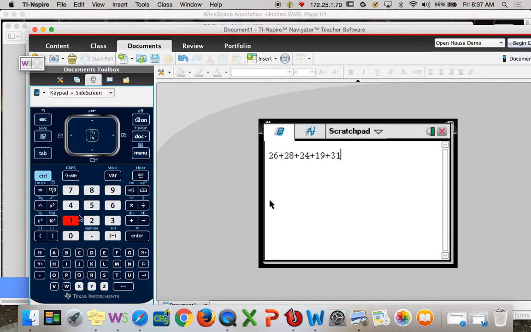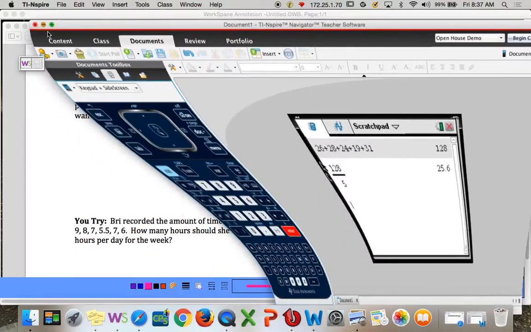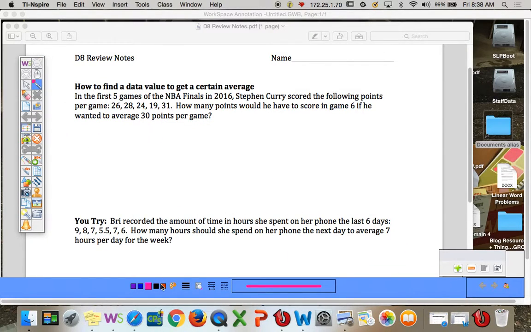So here's his first 5 games. I'll hit enter. I'm going to divide by 5, and I'll hit control enter. So on average, he's scoring about 25.6 points per game in his first 5 games. So again, to find that number, we added them all up, and we divide it by 5. But what about if we want to figure out how many points he needs to score in the 6th game?